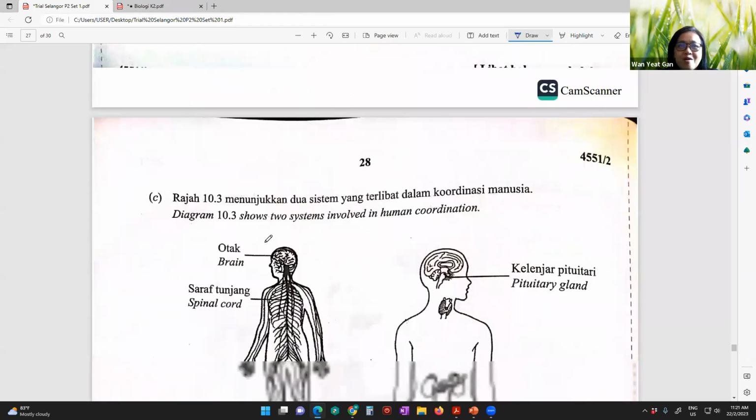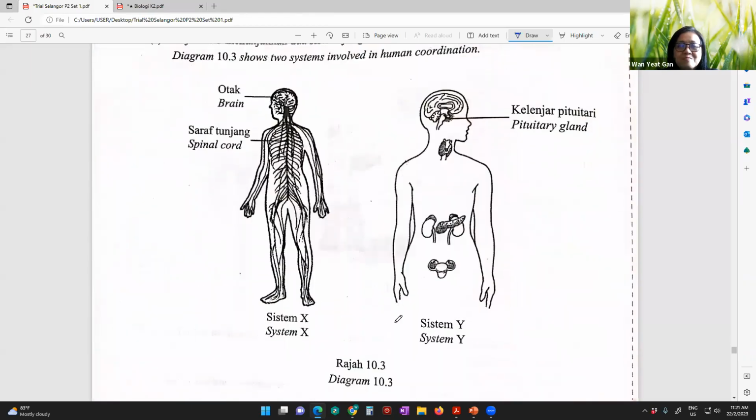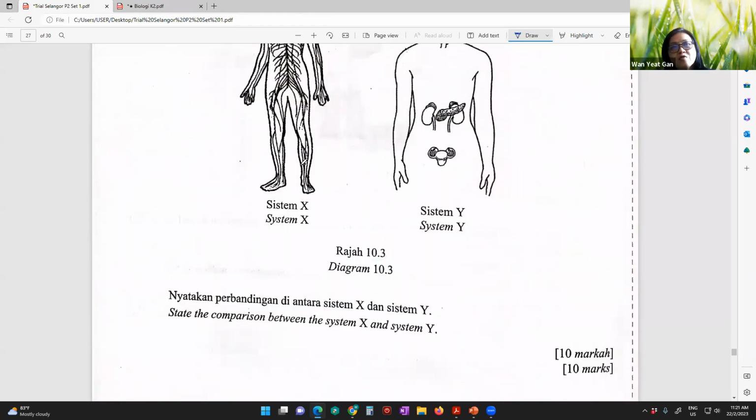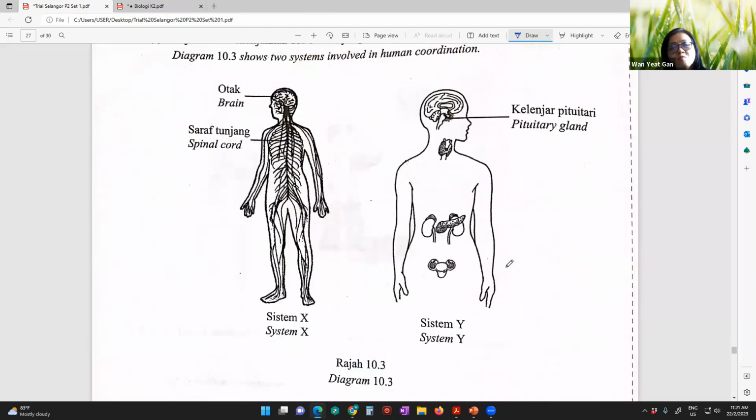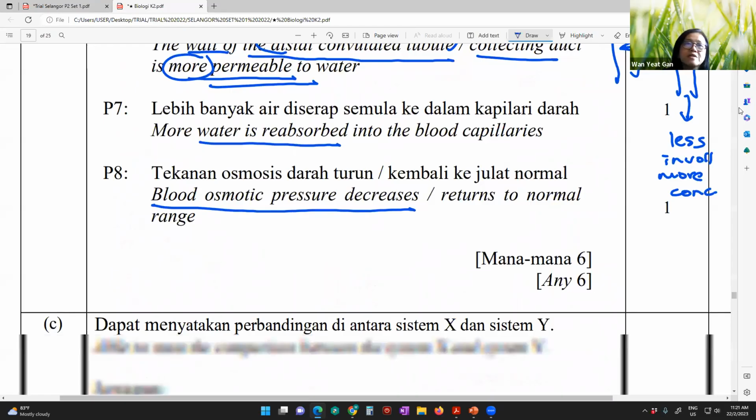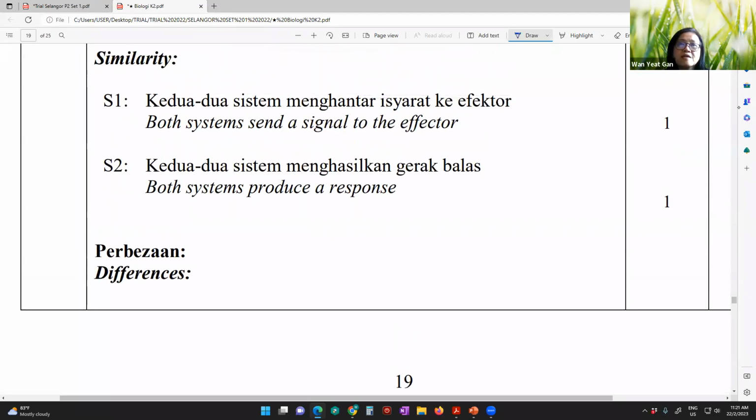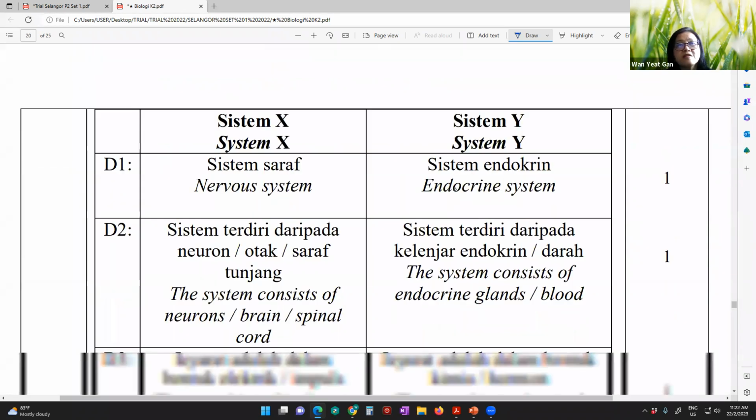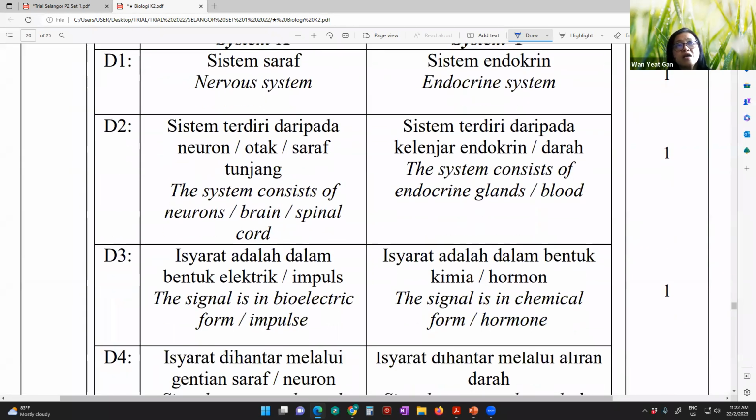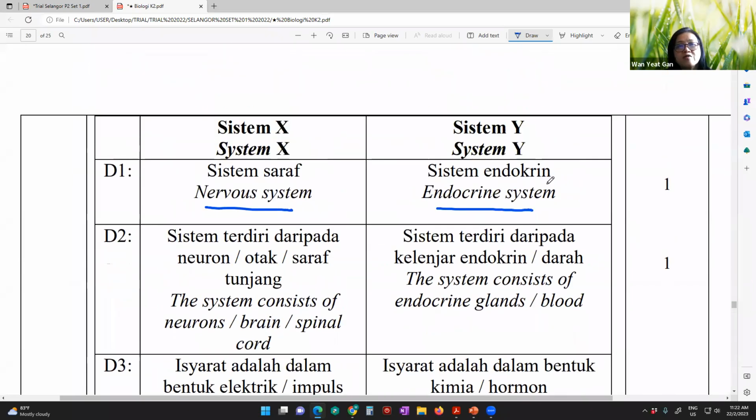Okay, next, the diagram shows two systems involved in human coordination. State the comparison between system X and Y. So X is the nervous system, Y is the endocrine system. So in terms of similarity, both systems send a signal to the effector. Now there's an effector involved in both systems and both will produce a response. So the differences is, first name the system first. This is the nervous system, this is the endocrine system. Okay, X is nervous, Y is endocrine.